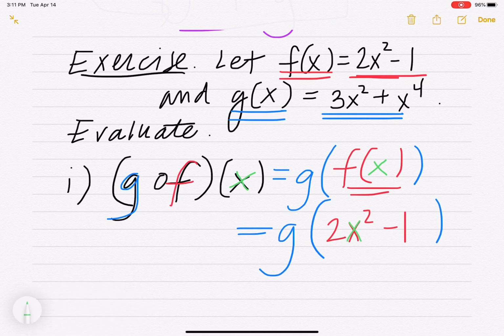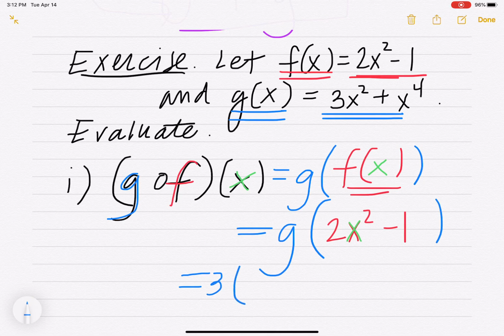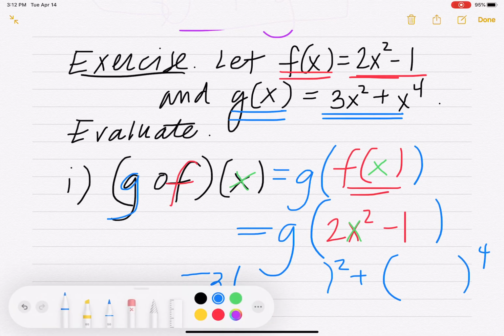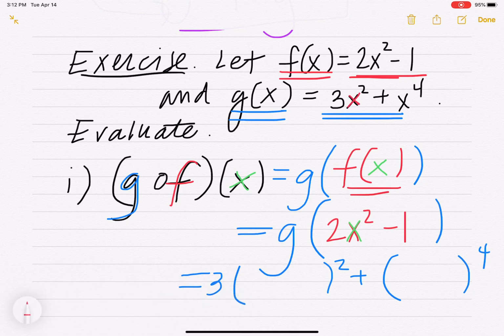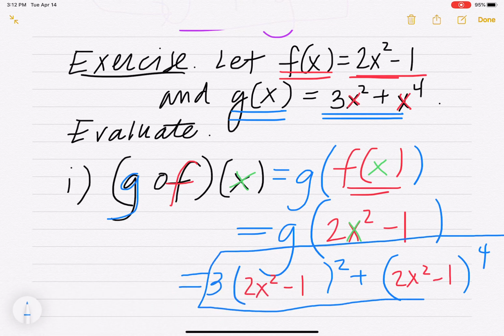So 2x squared minus 1, what do we do with that? Well, we plug it into the G function. So we're going to have 3 blank squared plus blank to the fourth power. And in place of those blanks, rather than putting x, I'm going to put my input, which is now 2x squared minus 1. Do we want to simplify that? We do not want to simplify that. Please do not simplify this. It is absolute torture trying to FOIL these out and simplify them. It's not torture, but it's very tedious.